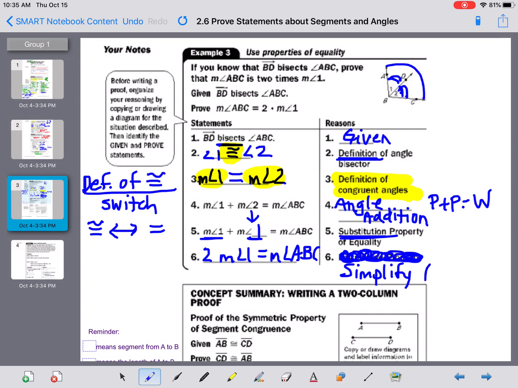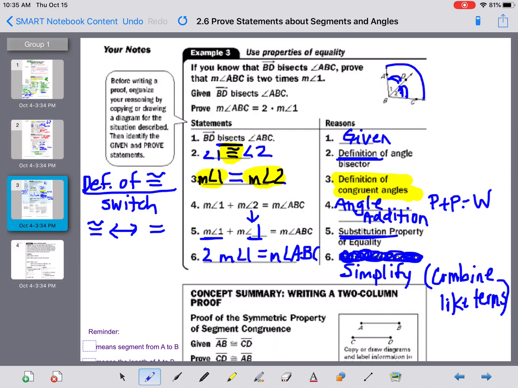The other thing I would take is if you want to tell me I combine like terms, okay? I'll take that as well. I will not take addition property because addition has to happen on both sides of the equation, and in this case, it only happened on the left side. So do not write addition property, okay? So simplify is probably the best on that one.